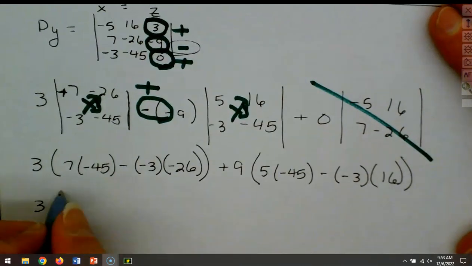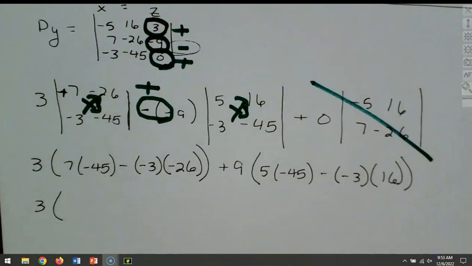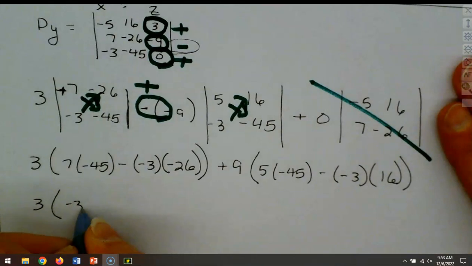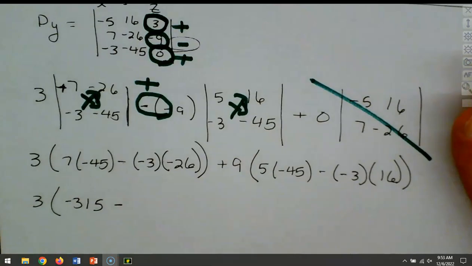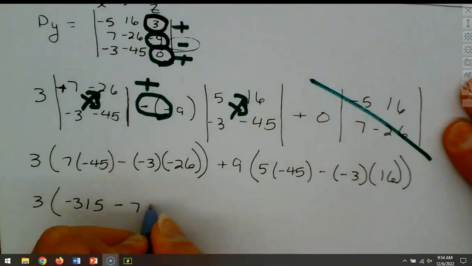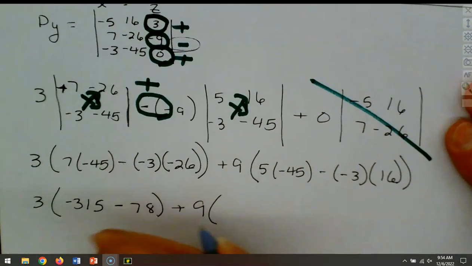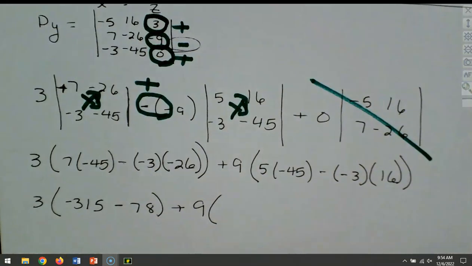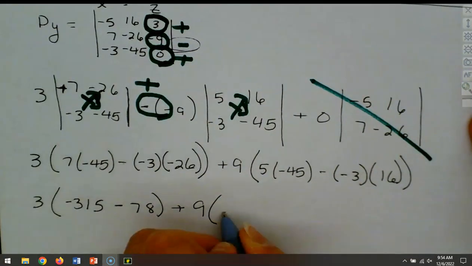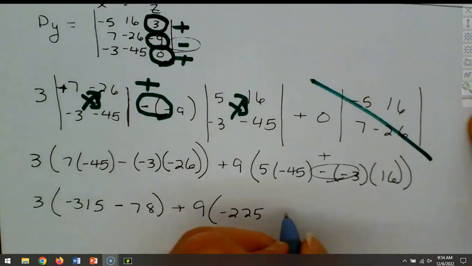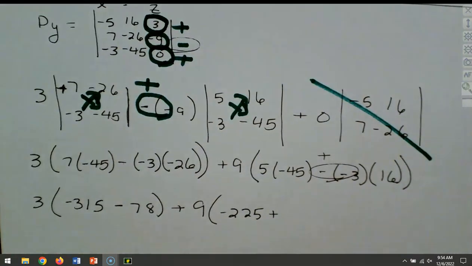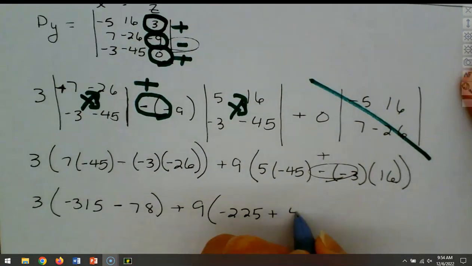So now we've got 3, and we've got 45 times that 7, and it's a single negative, so it stays negative, so that's a minus 315 there. A triple negative keeps that negative again, and 26 times 3 makes it a 78. And then we've got 9, and 45 times 5, 1 negative stays negative. And the next one, 2 negatives, makes that positive. 3 times 16 makes it a positive 48.